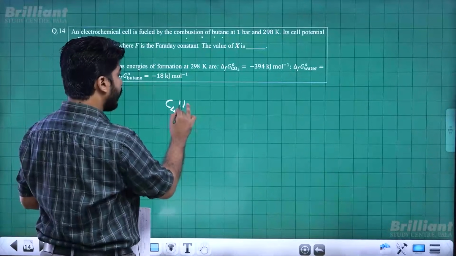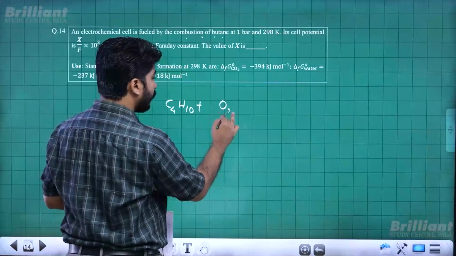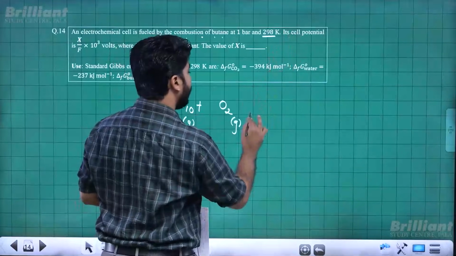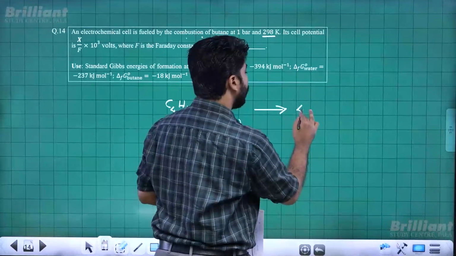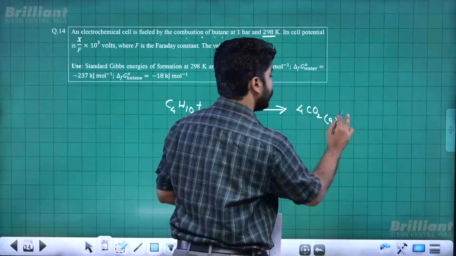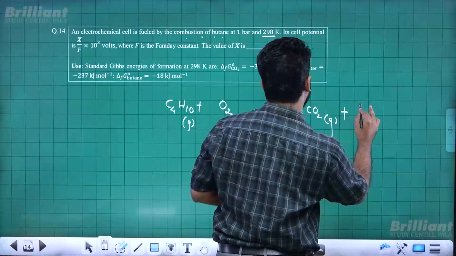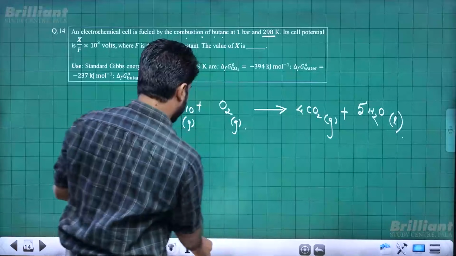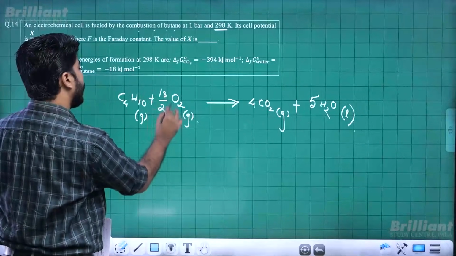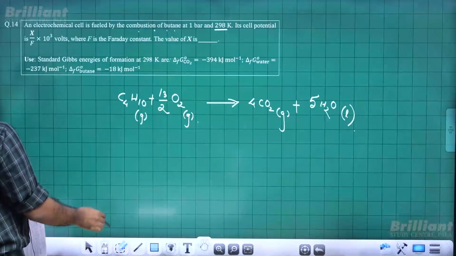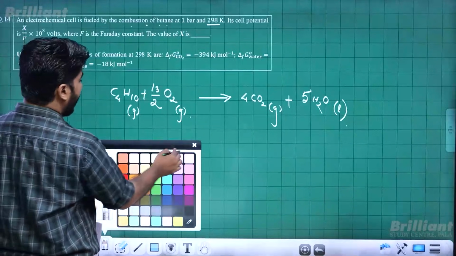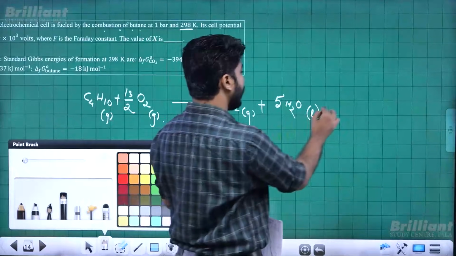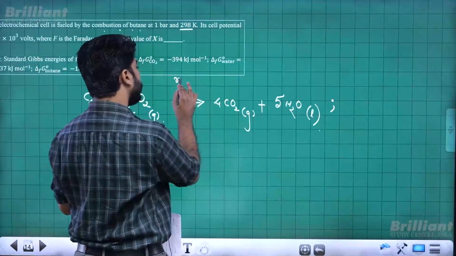So C4H10 reacting with oxygen. Butane is a gas at 298 Kelvin, forming 4 CO2 and 5 H2O. So 13/2 O2 is the required amount. So it is a balanced equation for combustion of butane, and we need to get the delta G theta for this reaction. This is a redox reaction also.